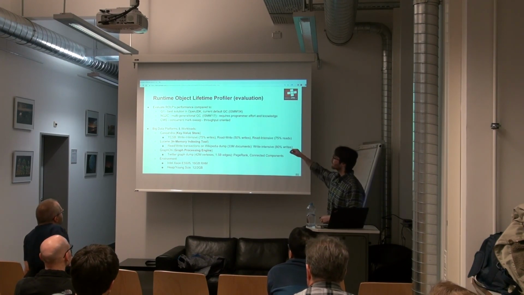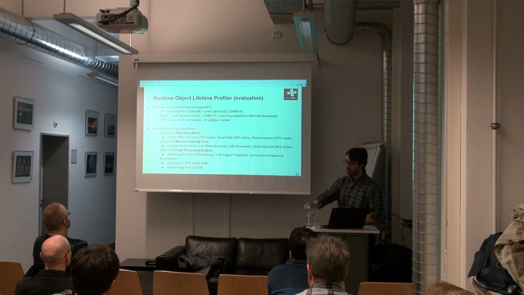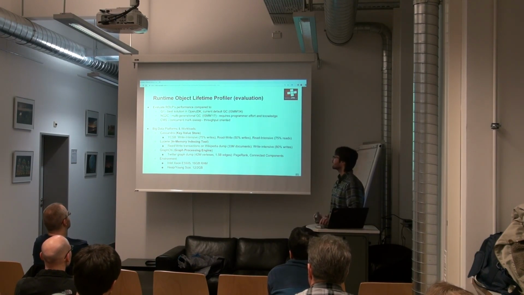We are going to use three platforms: Cassandra, which is a key-value store, where we use YCSB to generate workloads. We have Lucene, which is an in-memory indexing tool, with read and write transactions on top of a Wikipedia dump. And we have GraphChi, the graph processing engine, where we use a Twitter graph dump to run PageRank and connected components.